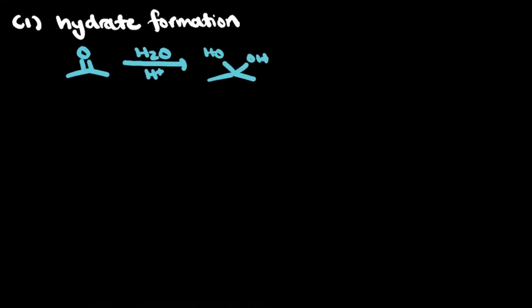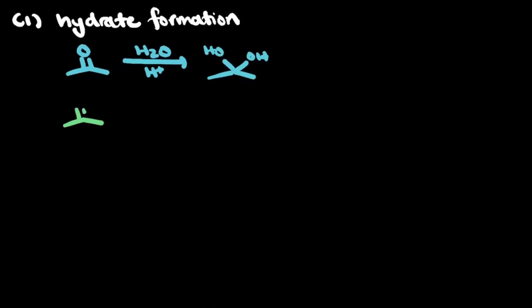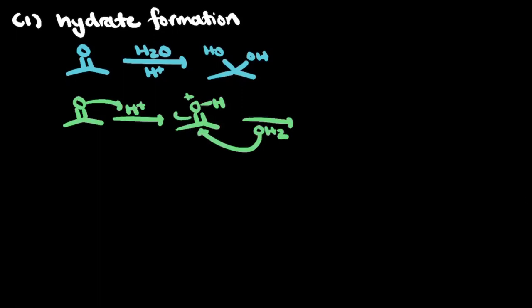Your mechanism starts off, of course, because it's in acidic conditions, by protonating your oxygen, and then you bring in your water to attack and form your tetrahedral intermediate, which is just protonated. And then finally, you bring in some extra water. The reason it's okay to use extra water is because water is probably going to deprotonate.